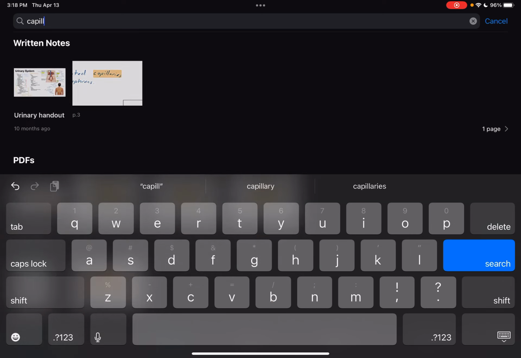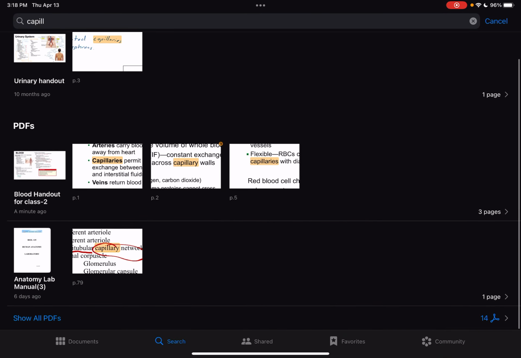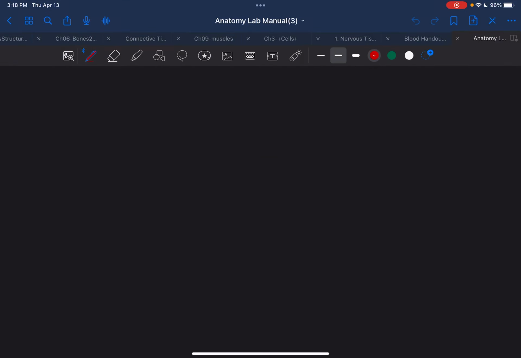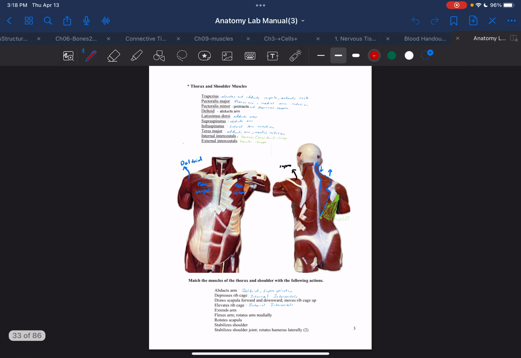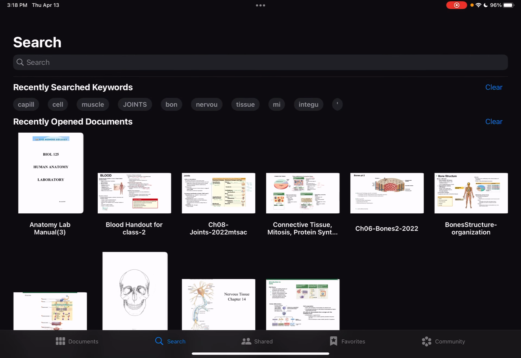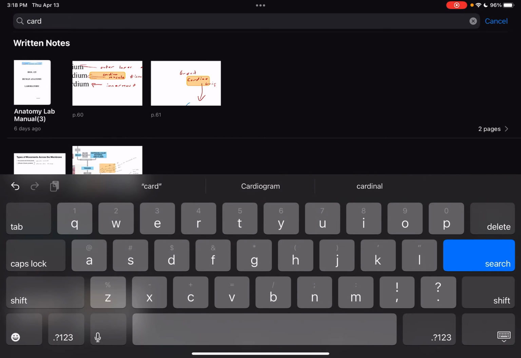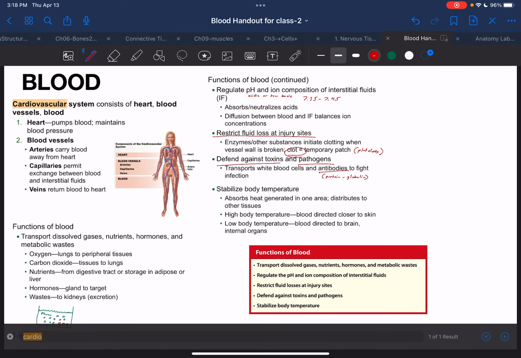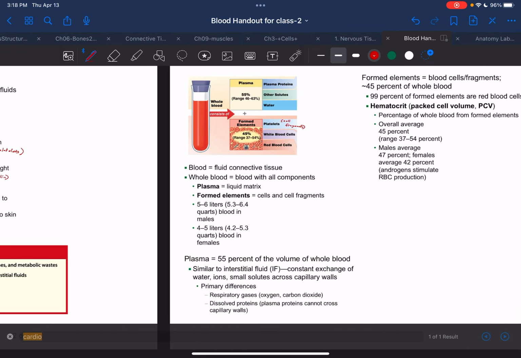Oops. And none of these will... Maybe this one will. Nope. Oh, right. I know where it is. This. I just opened the same one, didn't I? Okay. I'll just draw it myself.